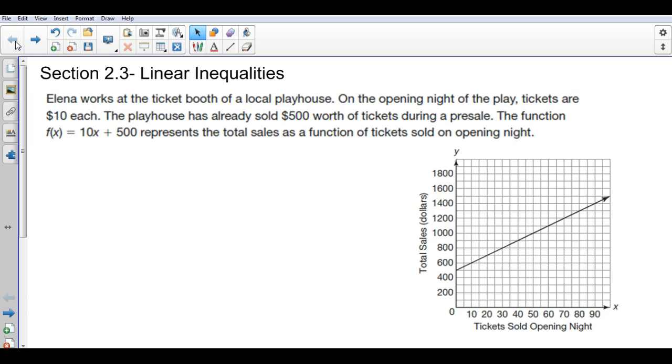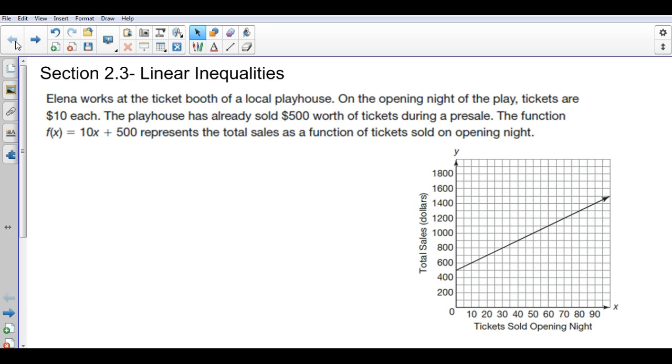So to get this started, in this first example, it says Elena works at a ticket booth of a local playhouse. On the opening night of a play, tickets are $10 each. The playhouse has already sold $500 worth of tickets, and the function here models it.